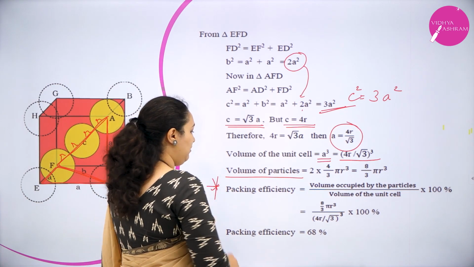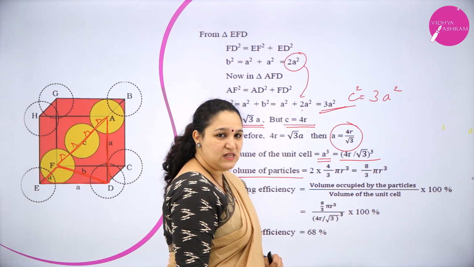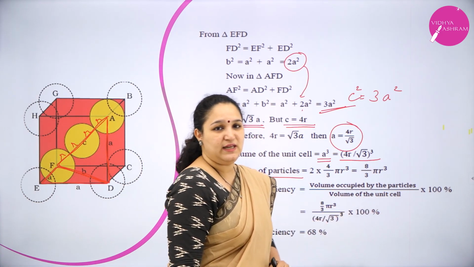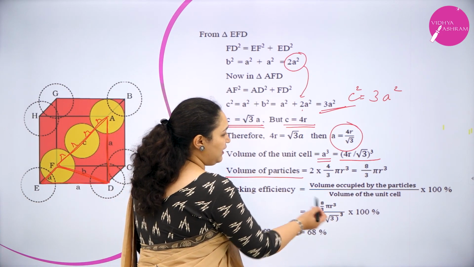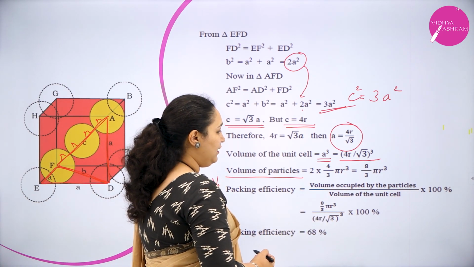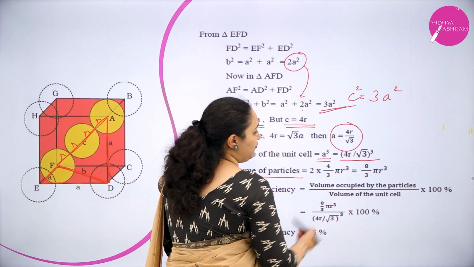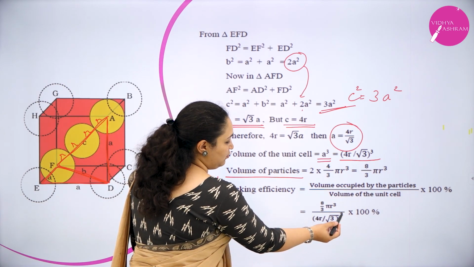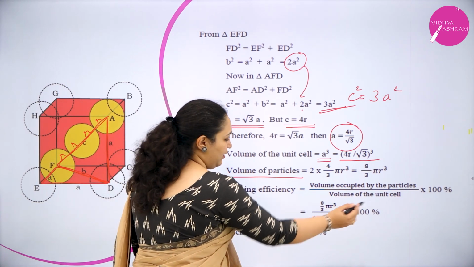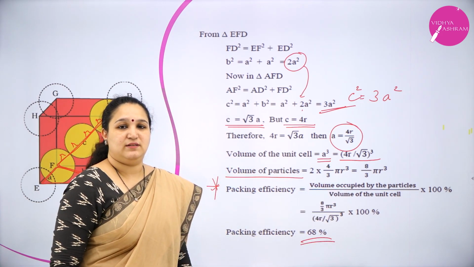That is very important. Packing efficiency is equal to volume occupied by the particles by volume of the unit cell into 100. What is the volume of the particles? 8 by 3 pi r cube. Correct? What is the volume of unit cell? 4r by root 3 whole cube. Same thing, 4r by root 3 whole cube I have put into 100. Now if I solve this, I am going to get 68%.